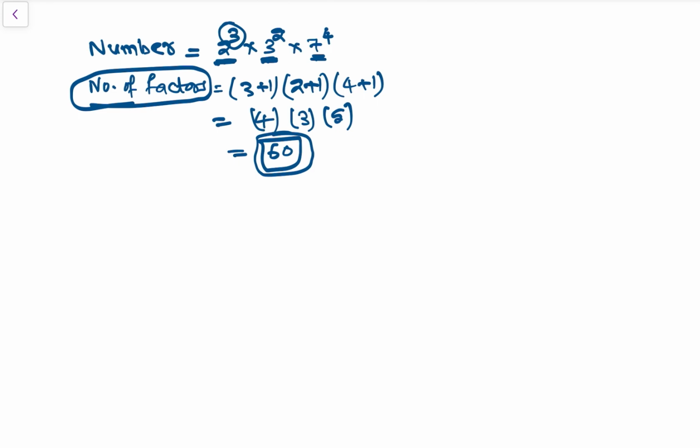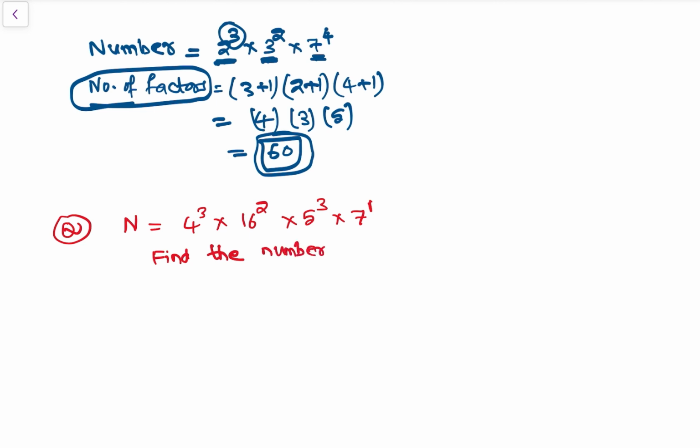Number of factors is 60. Again let's check another number. Question is number n is equal to 4 to the power 3 into 16 to the power 2 into 5 to the power 3 into 7 to the power 1, theek hai. Find the number of factors, number of factors, theek hai, ye question hai.